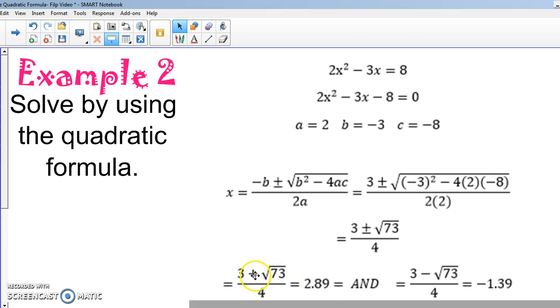So we're going to do 3 plus the square root of 73 divided by 4. When you type all of that in your calculator, you should get 2.89. And we have to do it again, and this time we have to do 3 minus the square root of 73 divided by 4. And when you type that in your calculator, you should get negative 1.39. If you're not getting these values when you type it in your calculator, make sure that you're doing the 3 plus the square root of 73, hitting enter, and then dividing by 4, or that you're putting the 3 plus the square root of 73 in parentheses.